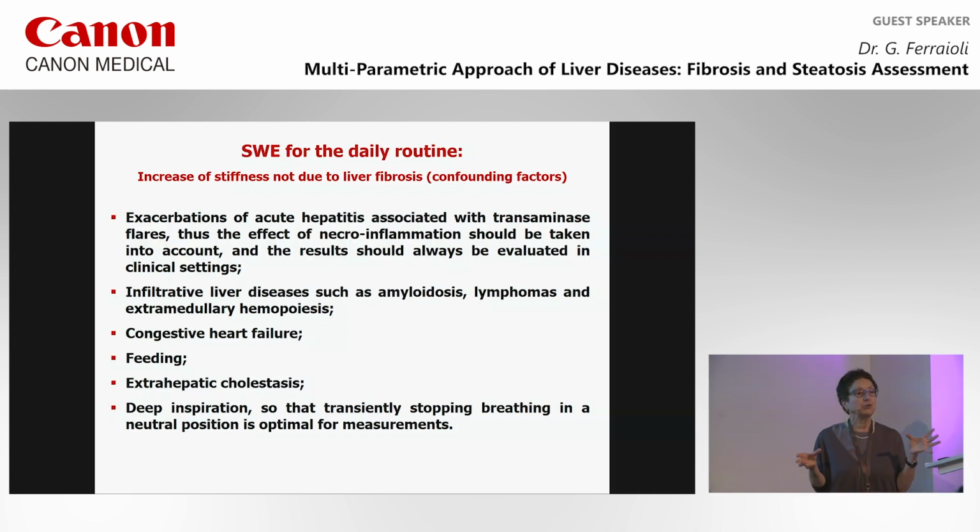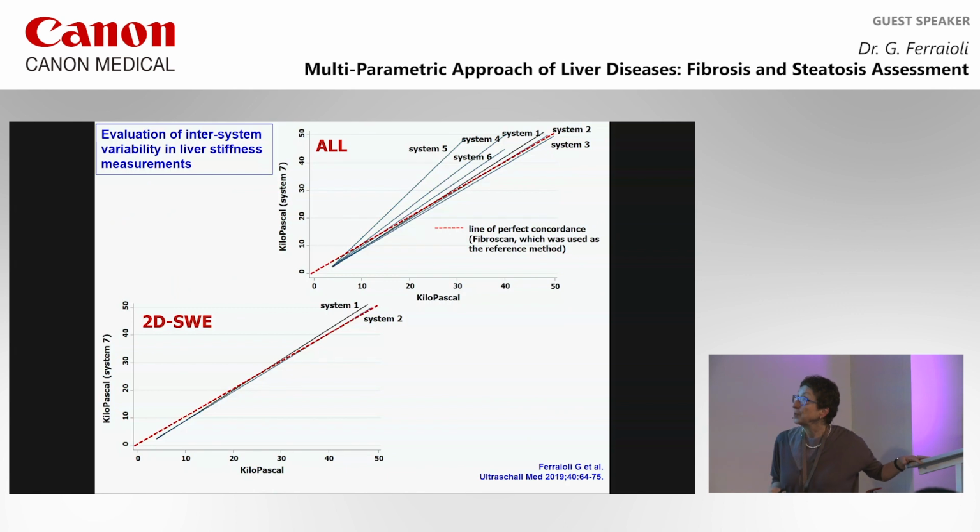And from a technical point of view, also the inspiration is important, because in deep inspiration, the liver is pushed down, so there could be an increase of stiffness. Usually when we perform elastography, we ask the patients to breathe normally. Instead, when performing a B-mode ultrasound, we ask the patients to take a deep breath. And then when we have chosen the area where to perform the measurement, we tell the patients to stop breathing at mid-expiration.